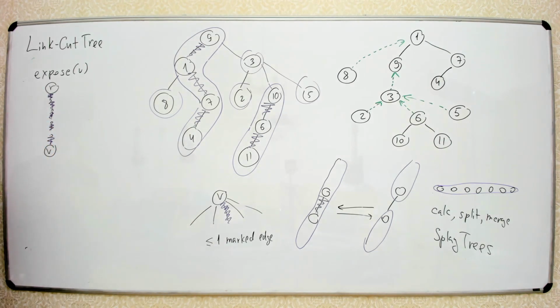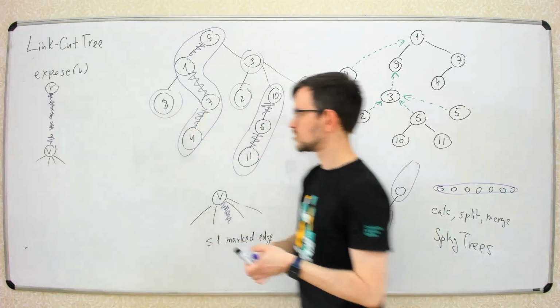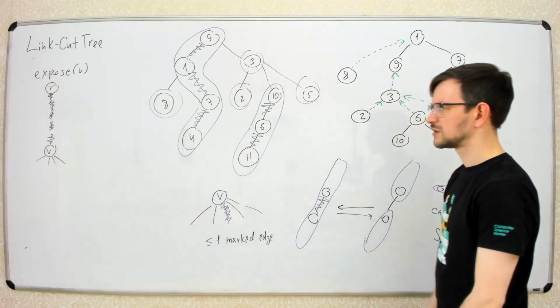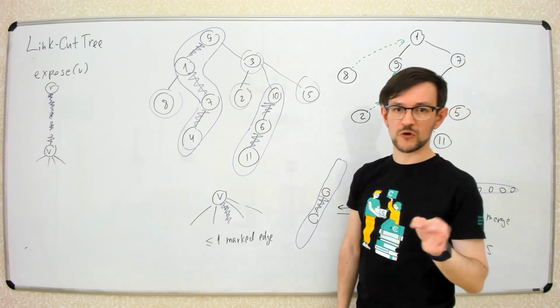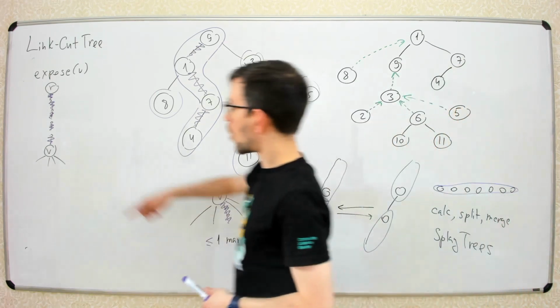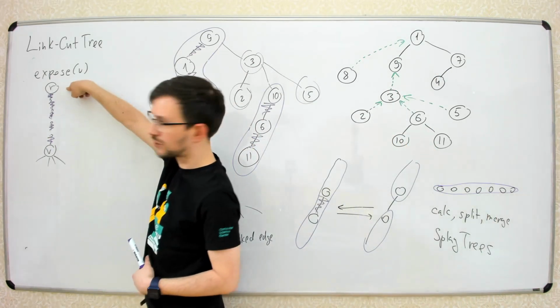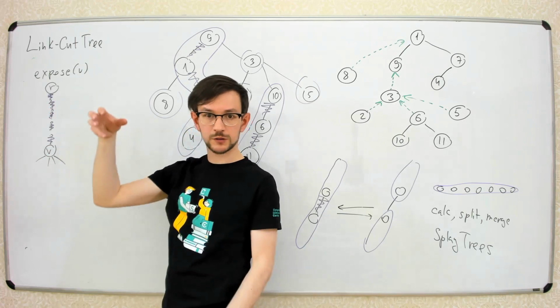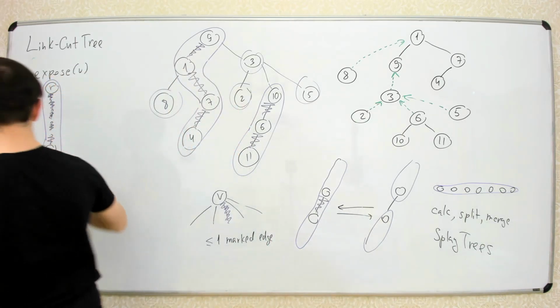You also may detach some paths on those. You also may unmark all children of V, just for simplicity. You actually don't need to, but you can. So after you call the expose operation on some node, all edges on the path from V to the root of the tree will be marked. That's the whole point of this operation.